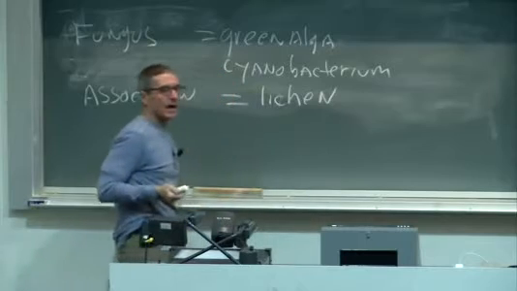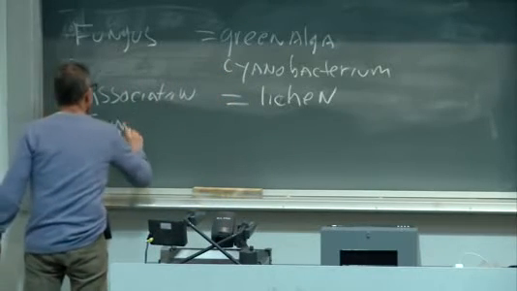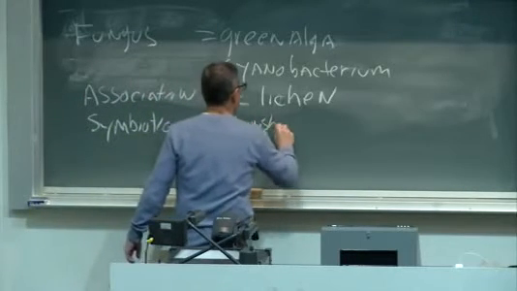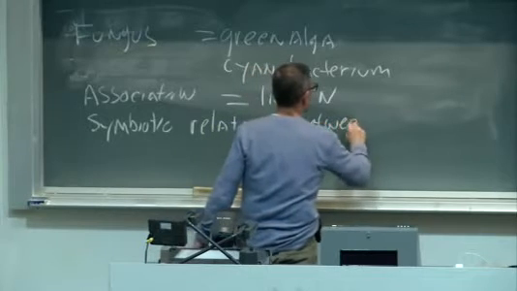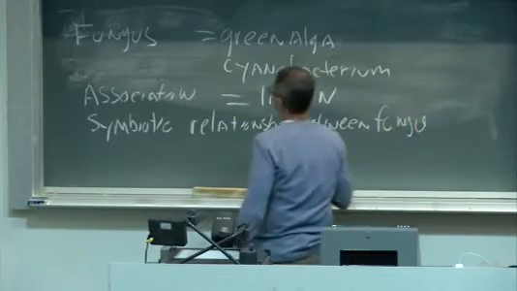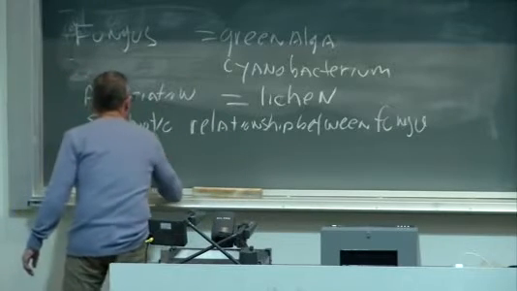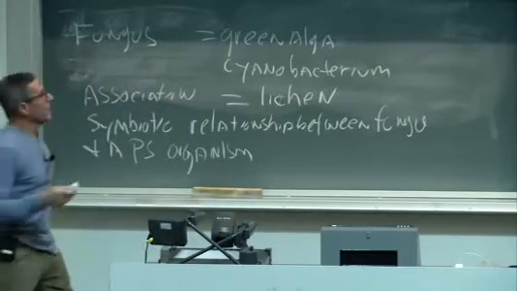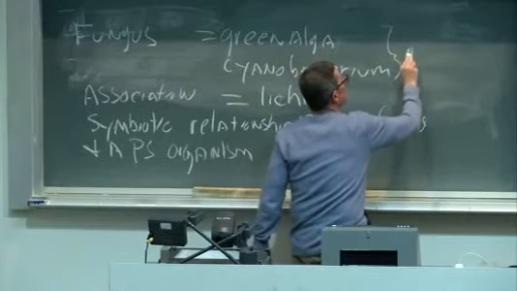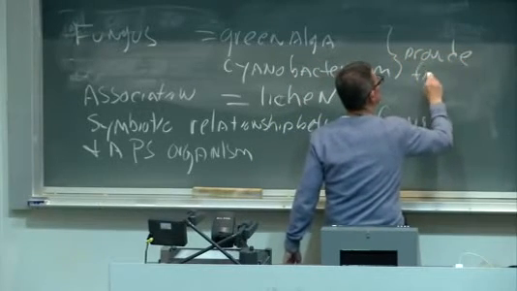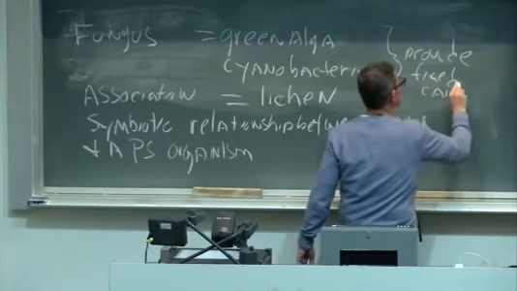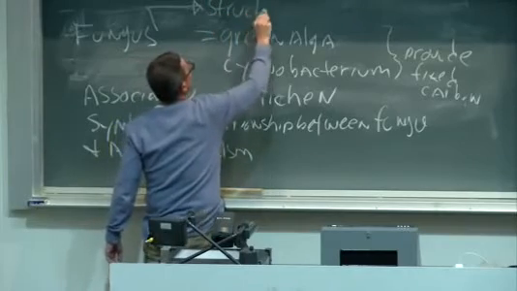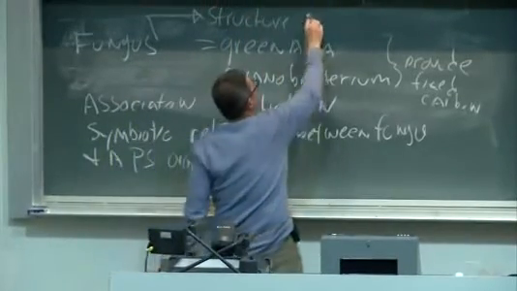A lichen. A lichen is a symbiotic relationship between a fungus and a photosynthetic organism. The green alga or the cyanobacterium provide fixed carbon. And the fungus provides a structure, like a housing, and it absorbs minerals.